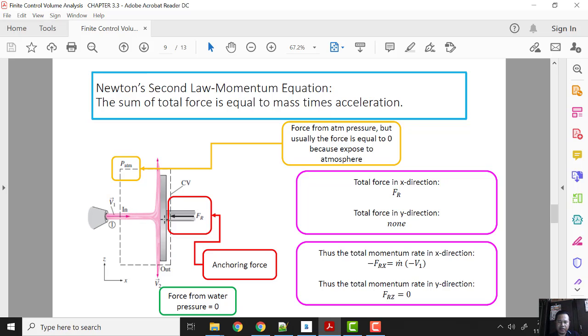Right now we have a plate, and then we have another anchoring force from the plate. The anchoring force is applied to the plate so that the plate is not moving, so it stays static. And then we have force from the water equal to 0. Why 0? Because of PATM here. Alright, so now let's list all the forces involved.